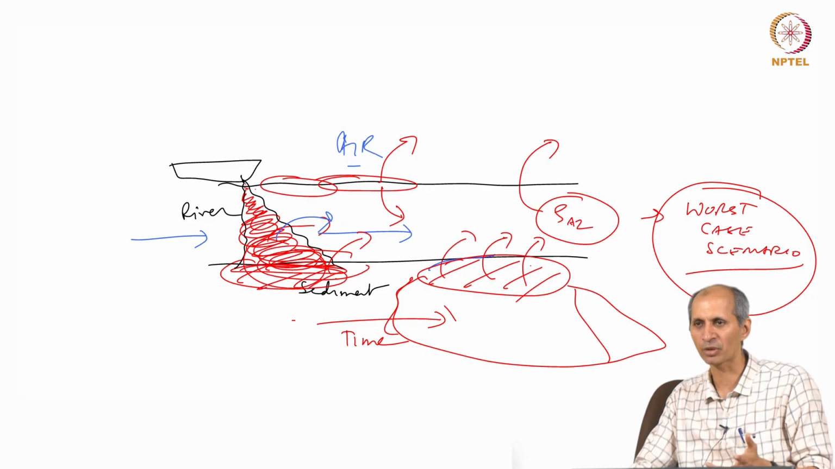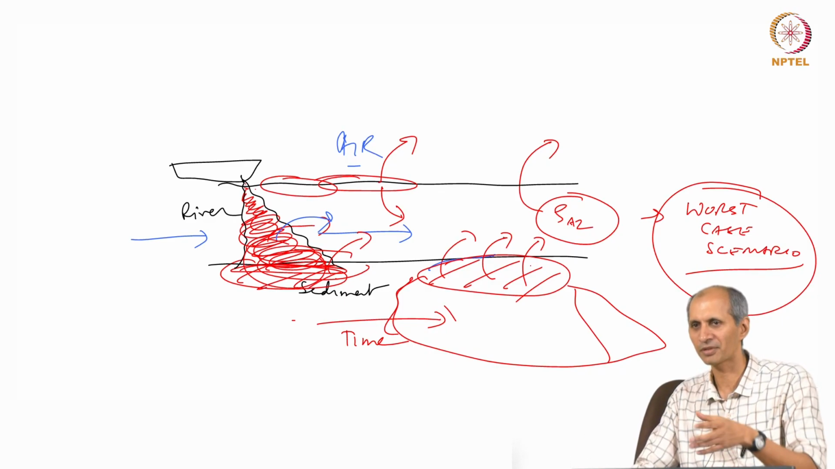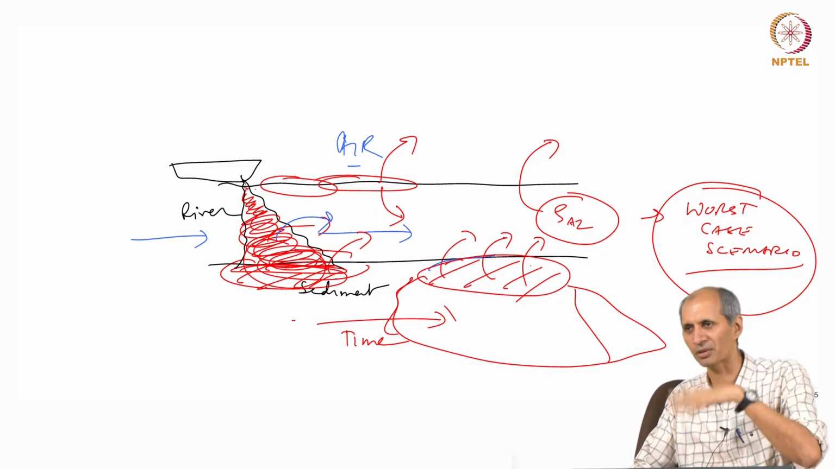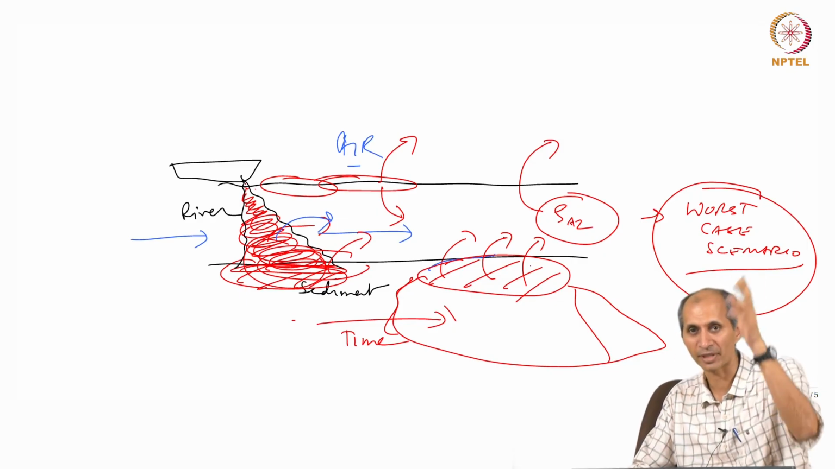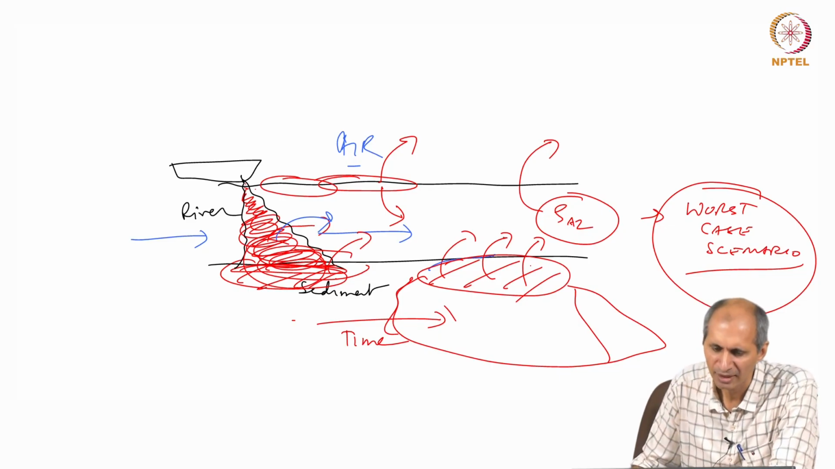So, if it is a lake, it is not going anywhere, it is sitting there. Over a period of time you may reach equilibrium, but if it is evaporating also, then it may not come to equilibrium. So, you have to assess what is happening there.